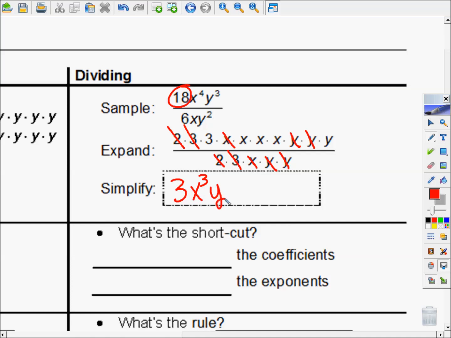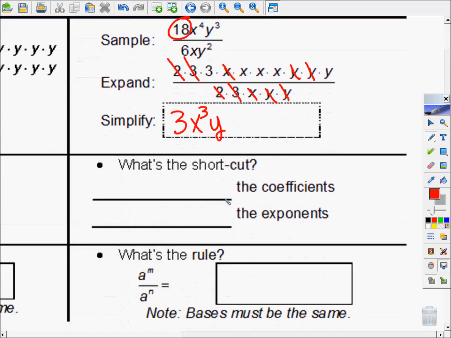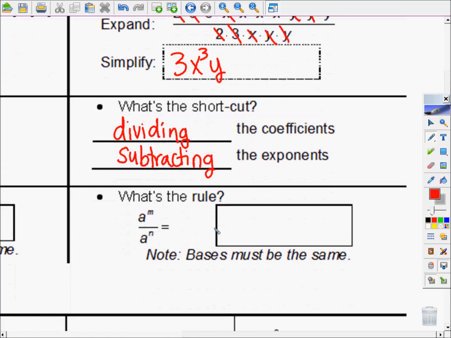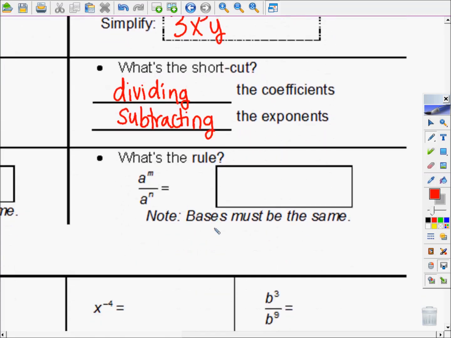Okay? Now, hopefully you left algebra with the idea like, instead of having to do all of this, all I'm doing with my coefficient is dividing, and all I'm doing with my exponents is subtracting. So the rule is, if I'm dividing two numbers or variables and they have the same base, in essence I'm taking the exponents and subtracting them.